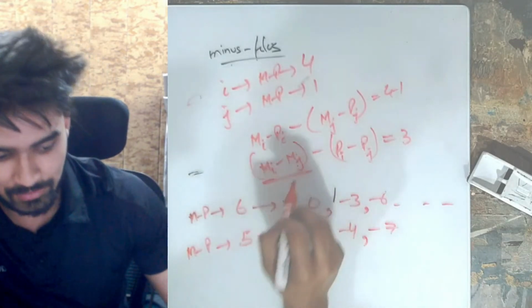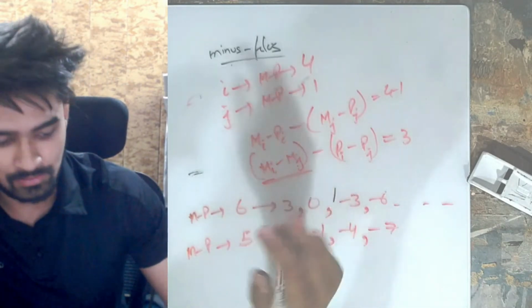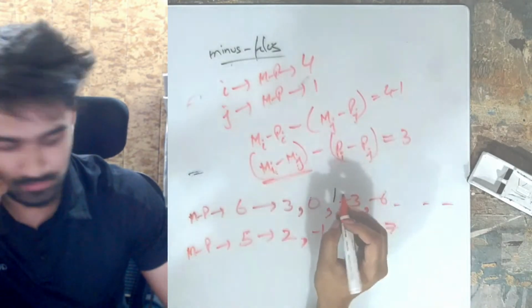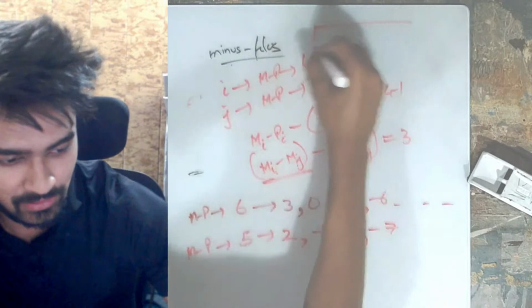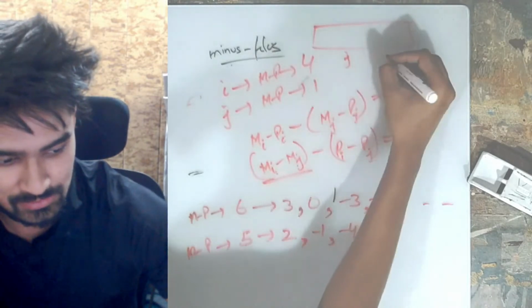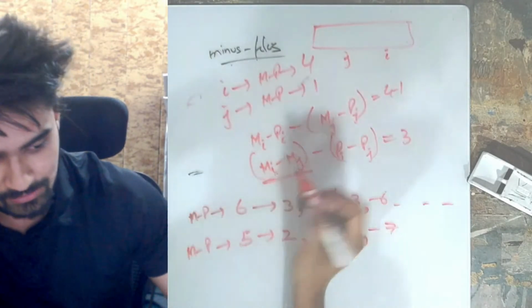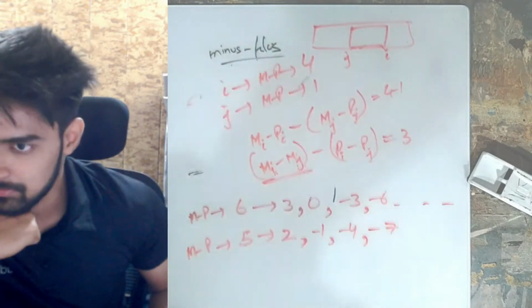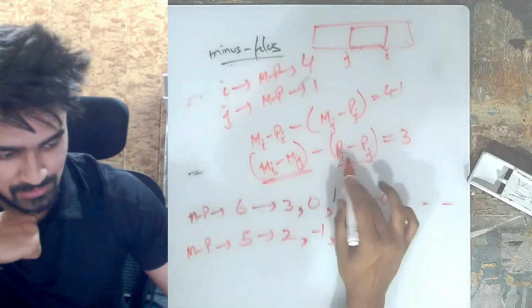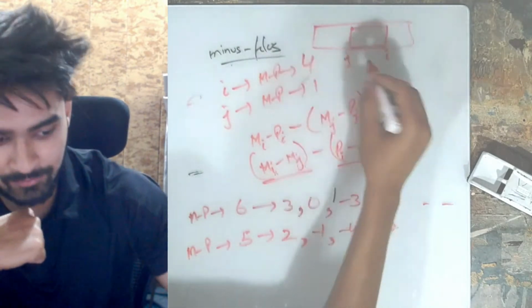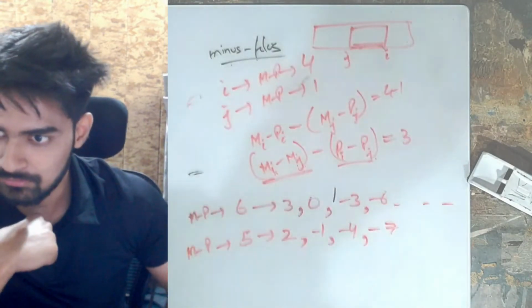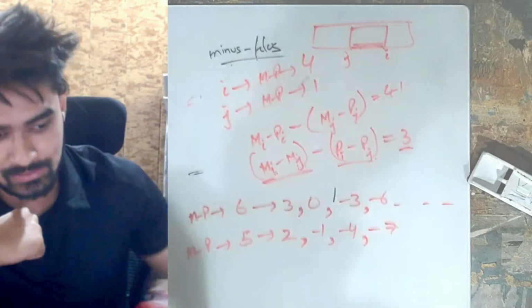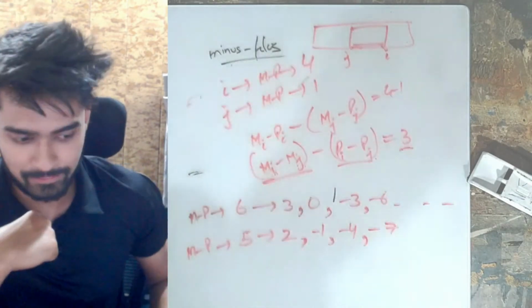This is nothing but the count of minuses in the substring between j and i. So if this was the complete string, and this was the jth index and this was the ith index, m of i minus m of j is nothing but the count of minuses I have in this substring. And p of i minus p of j is the count of pluses I have in this substring. And since this difference is equal to 3, I can say that this is a valid substring.